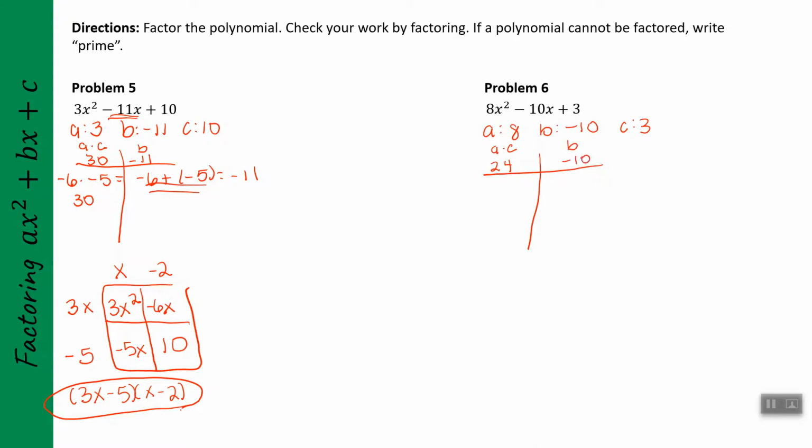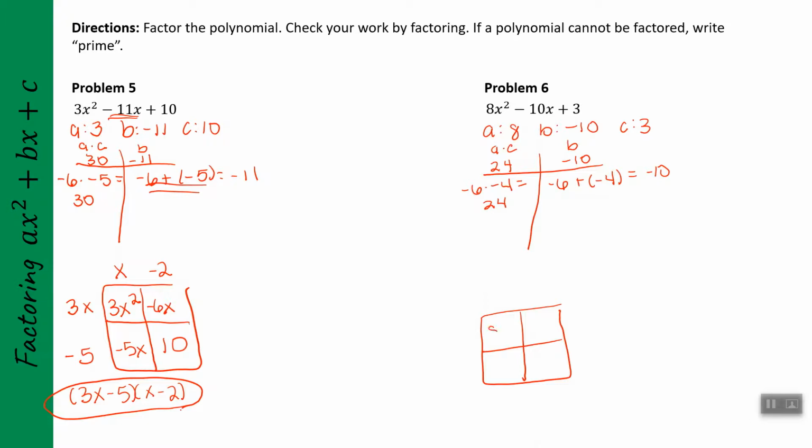B is negative 10. So remember, to multiply to a positive and add up to a negative, we're going to have a negative times a negative. And so we have negative 6 times negative 4 multiplies to positive 24. Negative 6 plus negative 4 equals negative 10, so that works. Let's make our box.